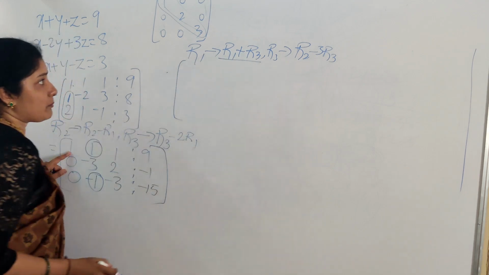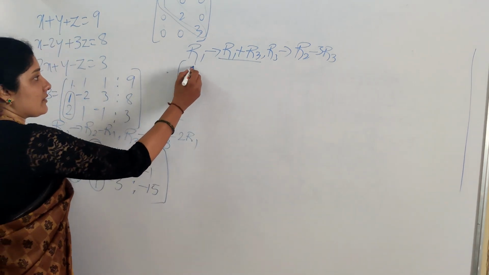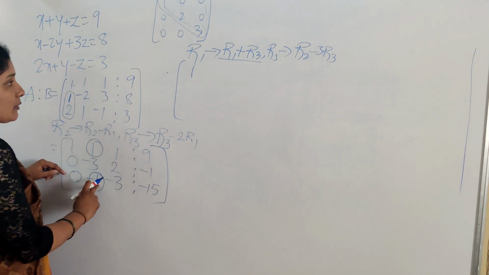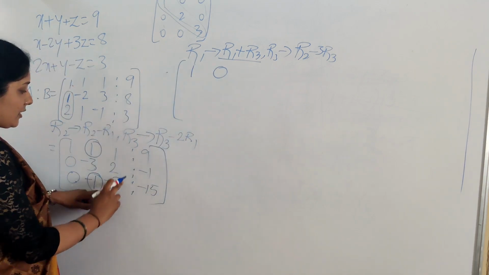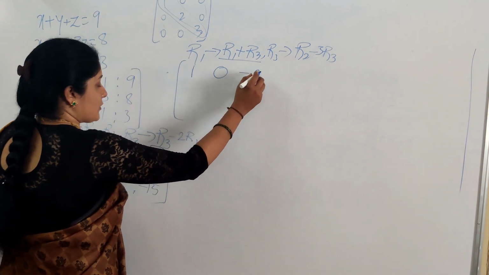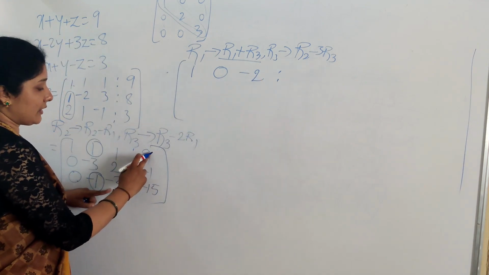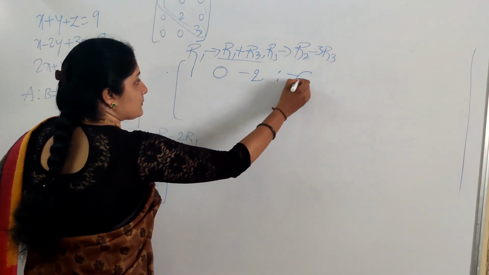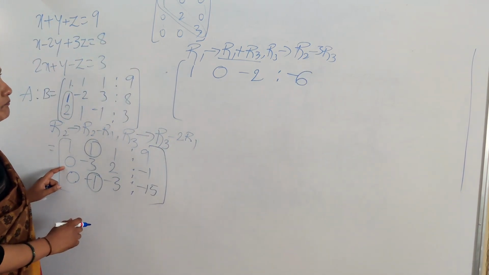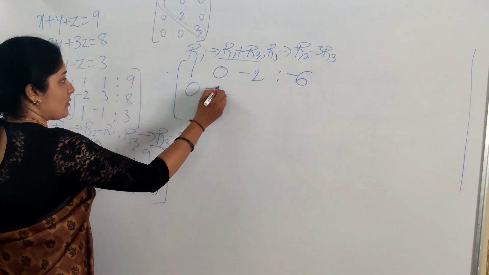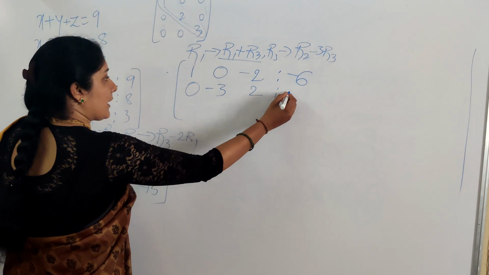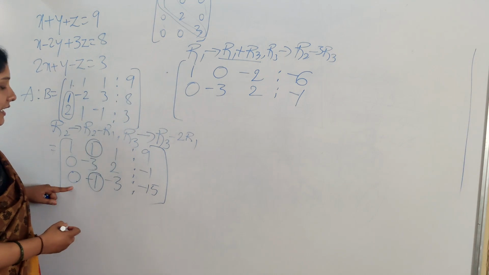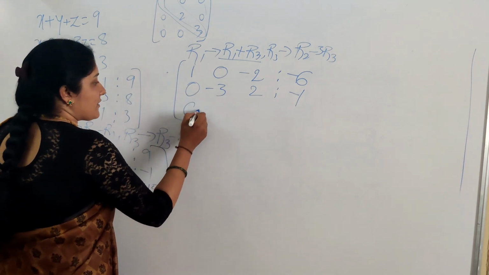Now, see, we have to write R1. So, R1 is R1 plus R3. 1 plus 0, that is 1. Next, 1 minus 1, that is 0. Next, 1 minus 3, minus 2. Next, 9 minus 15, so what will it be? Minus 6. Okay. Next, R3 as it is: 0, 0, 1, 4. Next, R2 plus 3R3. 0, 0. It will remain 0.